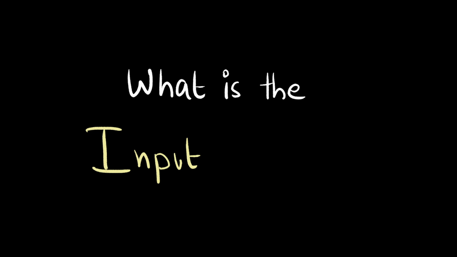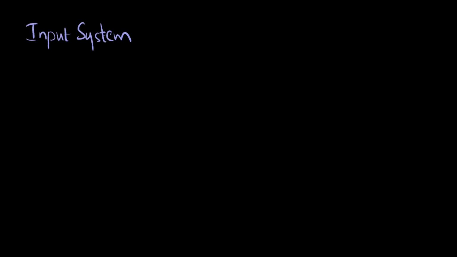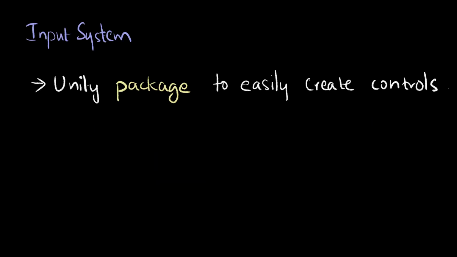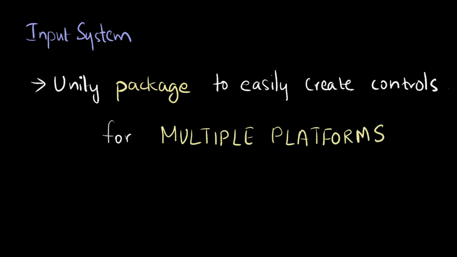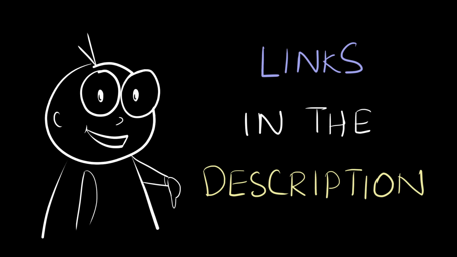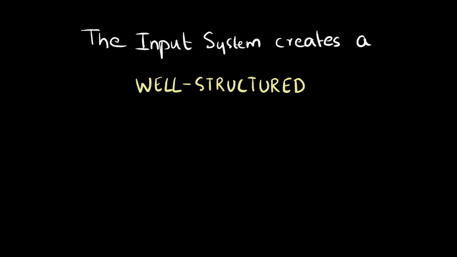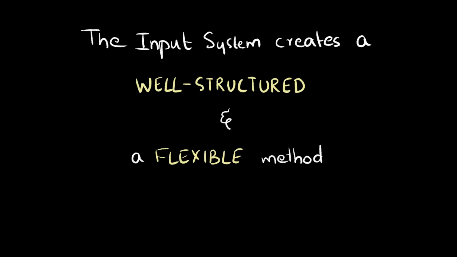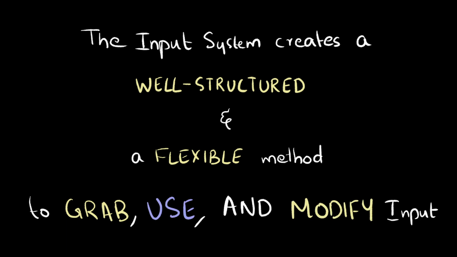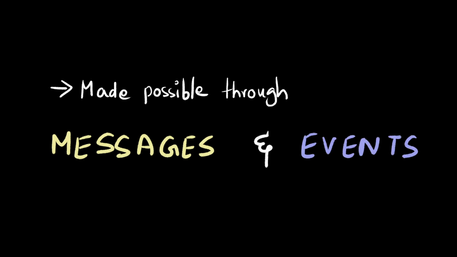So what is the input system? It is firstly a package that Unity released to help us easily create controls for multiple platforms for our games. I'll have links in the description for you to read and learn more about it. But in a nutshell, the input system creates a well-structured and a flexible method to grab, use, and modify input in our game. And this can be made possible through messages and events.